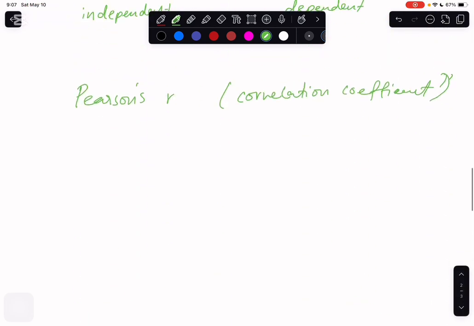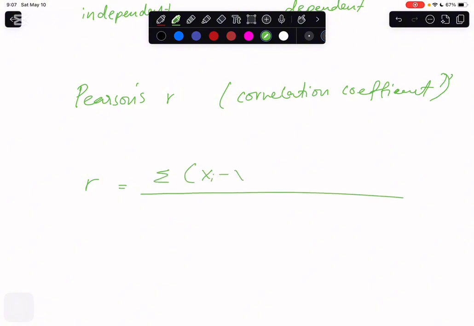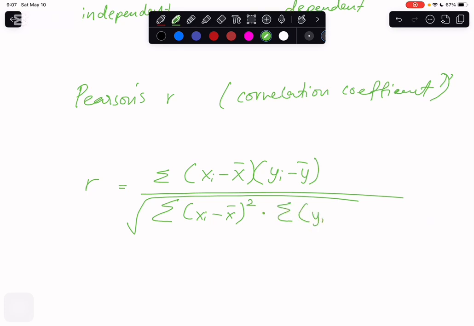So in order to calculate Pearson's r, the small r here, I'll give you the equation. Okay, it's gonna be equal to the equation I've known all my life: the summation of (xi minus x mean) times (yi minus y mean), over the square root of the summation of (xi minus x mean) squared times the summation of (yi minus y mean) squared.